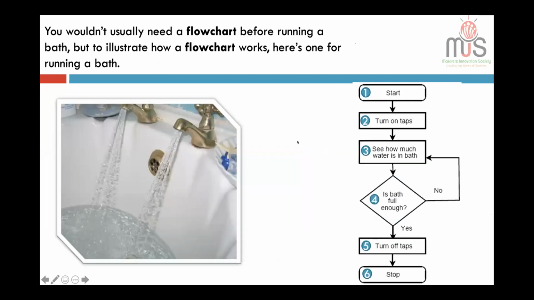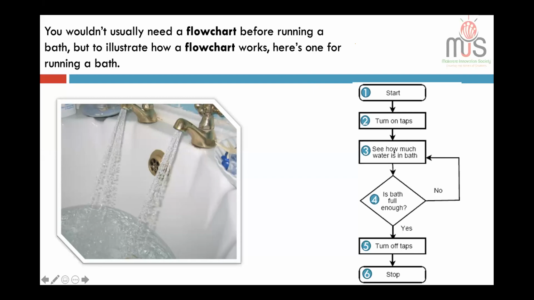So let's look at how we turn on the taps at home. You wouldn't usually need a flowchart before running a shower, but it illustrates how a flowchart works. Here is one for running a bath at home. What you would go through is, to start, you click start to start the program of the tap. If it was a machine, I would turn on the taps. And after turning on the taps, I see how much water is in the bath.